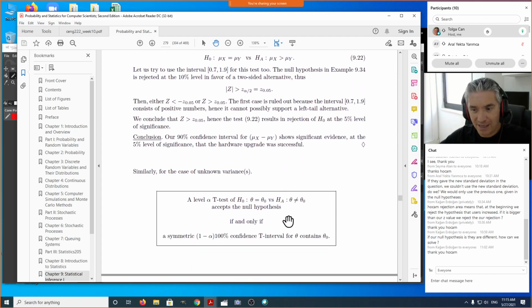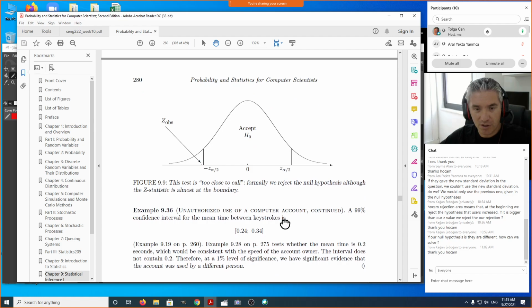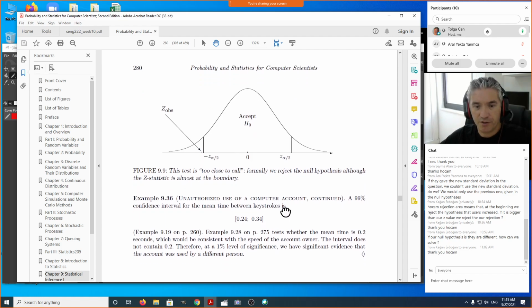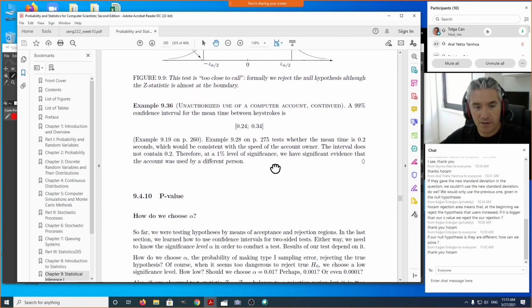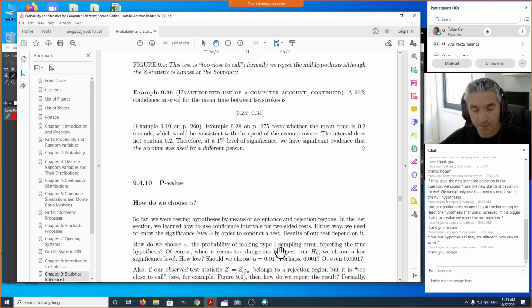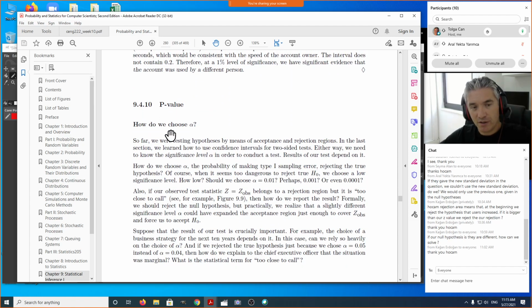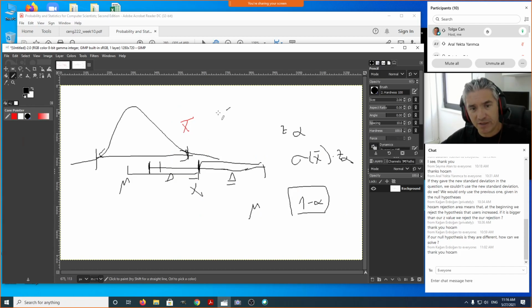And the last thing we're going to talk about in this section is the concept of p-value, which is raised by this first question. How do we choose alpha in the first place? How do you say I want to conduct a z-test with alpha equal to 0.05 or alpha equal to 0.01? Sometimes a certain choice of alpha may be very critical.